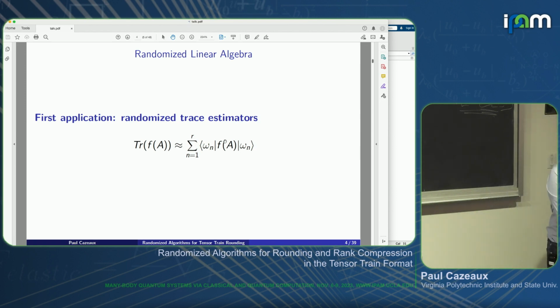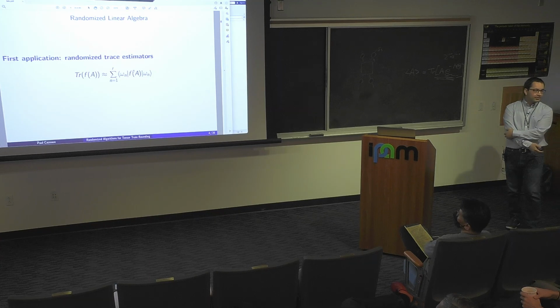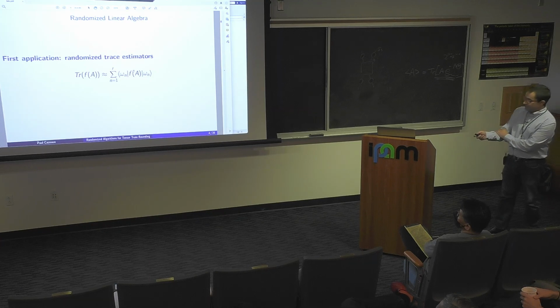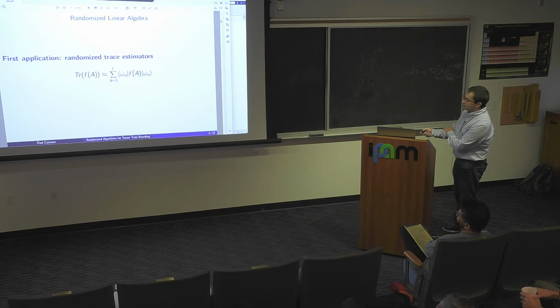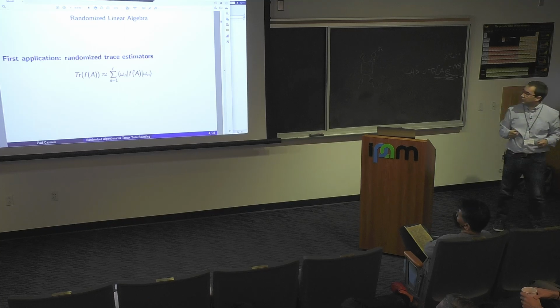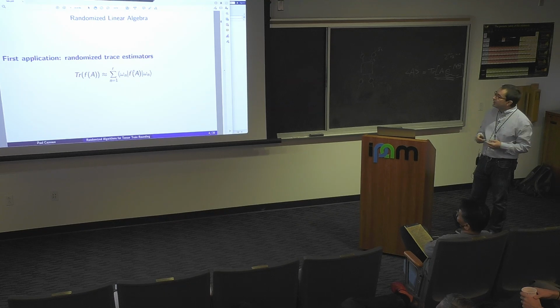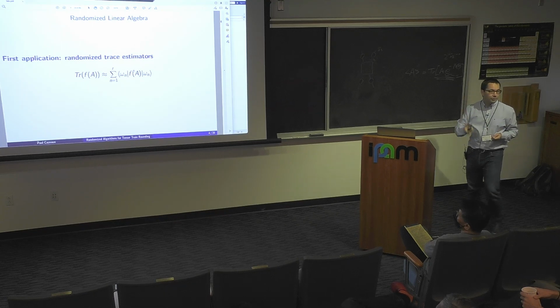So if I can diagonalize the matrix, then I'm done. But if I cannot, then this can become quite expensive. An alternative is to use the Hutchinson trace estimators, where we can take random vectors omega. For example, they can have Gaussian distributed entries, or they can have entries that are plus or minus 1 with a coin flip.